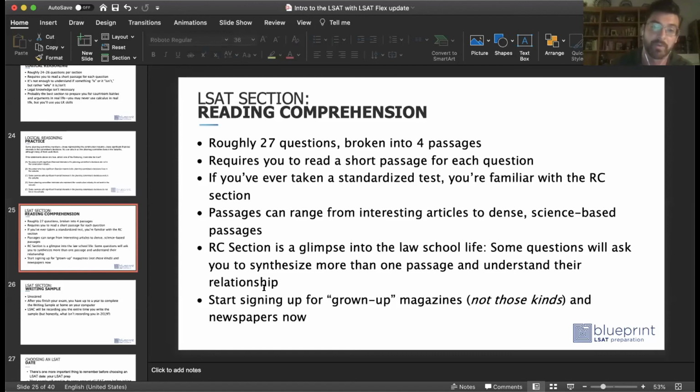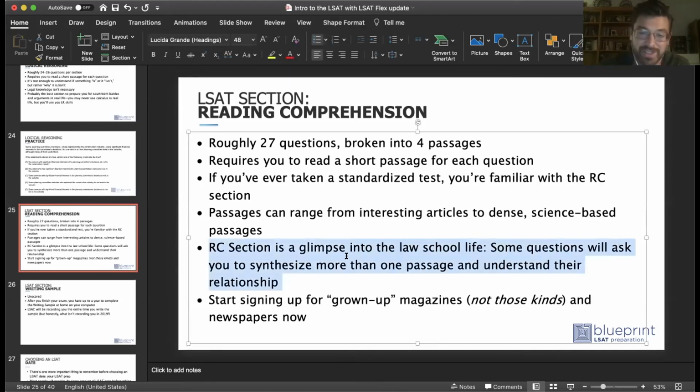And lastly, we've got reading comp. You've got roughly 26, 27 questions in 4 different passages. You read a shortish passage. It's maybe 1 column. If you could fit two columns on a page, it's like 1 column long. So it's substantial. And you've probably seen this on other standardized tests. For most students, this feels really comfortable at the beginning relative to the other sections.